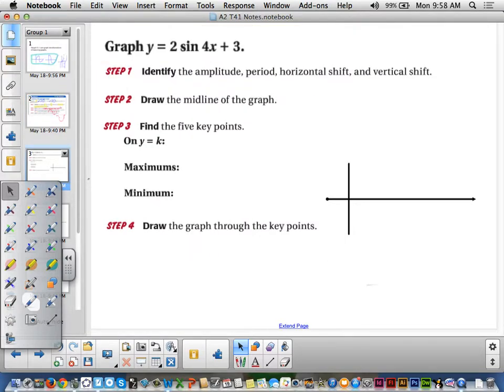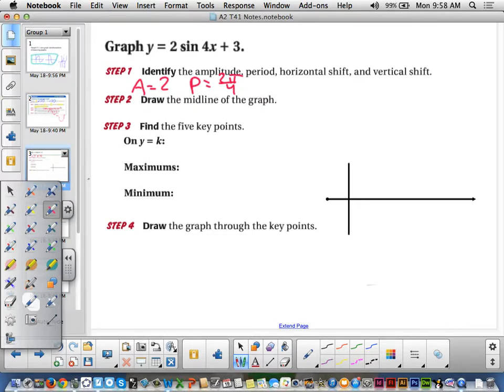All right, graph y equals 2 sine 4x plus 3. First, identify. All right, our amplitude is 2. Our period is 2 pi over 4, which ends up being pi over 2. And then there is no horizontal shift, but there's a vertical shift of 3. So we'll draw the midline, which is 3 up. There is the middle, or the equilibrium. I'm going to go 2 up from there because our amplitude is 2, so we've got to go 2 above and 2 below the midline.